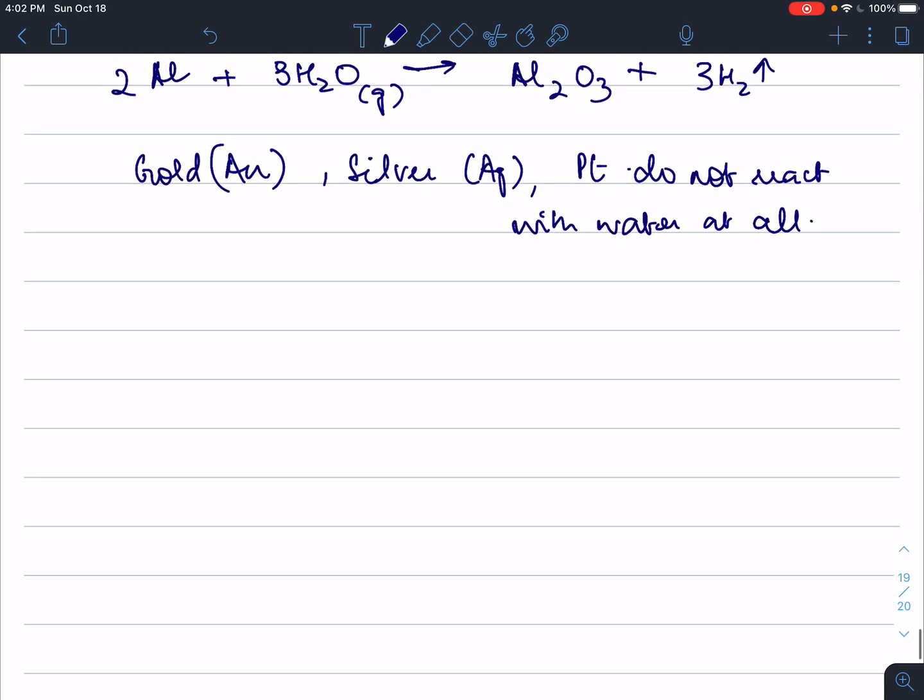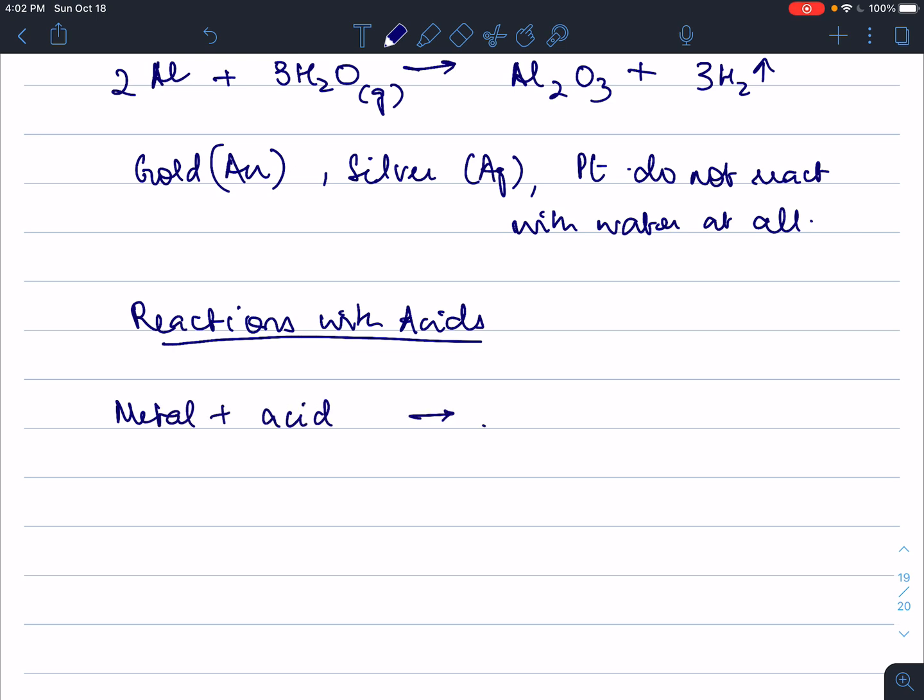Okay, how do metals react with acids? Let's talk about reactions with acids. Metals react with acids to give you a salt plus hydrogen. That is something we've studied in the acids and bases chapter. So metal plus acid gives salt plus hydrogen. That is in general. But please note, some of the acids don't give you hydrogen.